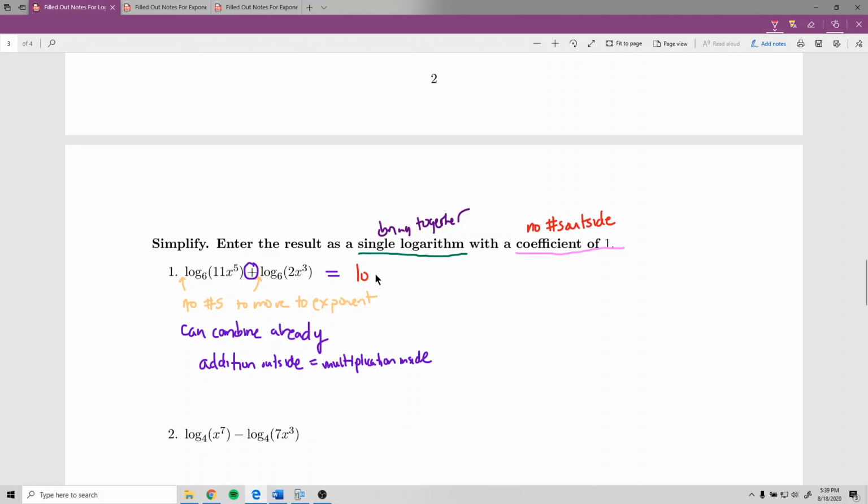All right, so log, our base stays the same. Notice it's 6 in both. It's still going to be 6. And we multiply the inside. So we get 11x to the 5th times 2x cubed. Now once you do that, simplify the inside. We get log base 6 of 11 times 2, which is 22, and x to the 5th times x cubed. We add the exponents to get x to the 8th. And this has a coefficient of 1. There are no numbers out front, so this is our final answer. This is a single logarithm with a coefficient of 1.